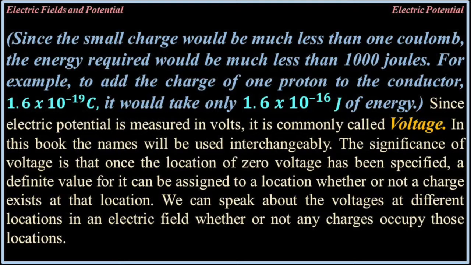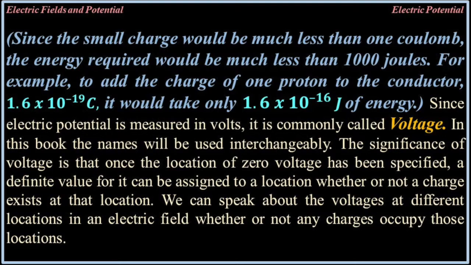Since the small charge would be much less than 1 coulomb, the energy required would be much less than 1,000 joules. For example, to add the charge of 1 proton to the conductor, 1.6 times 10 to the negative 19 coulombs, it would take only 1.6 times 10 to the negative 16 joules of energy. Since electrical potential is measured in volts, it is commonly called voltage. In this book, the names will be used interchangeably.